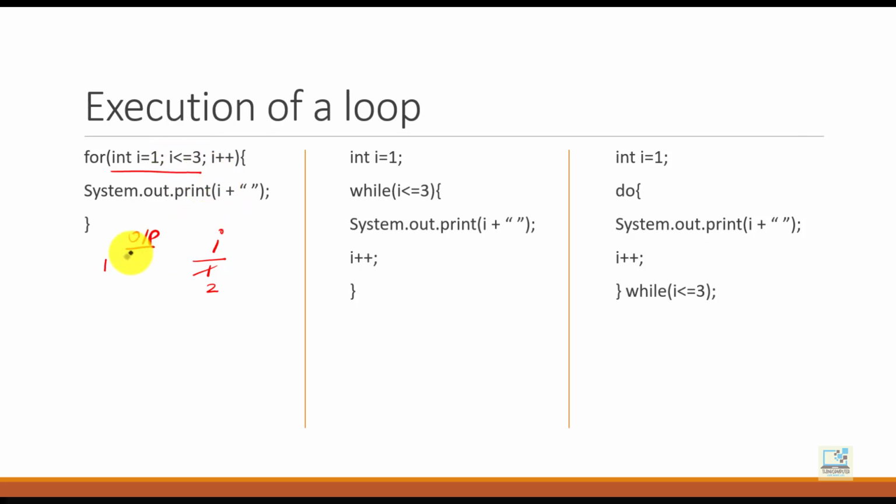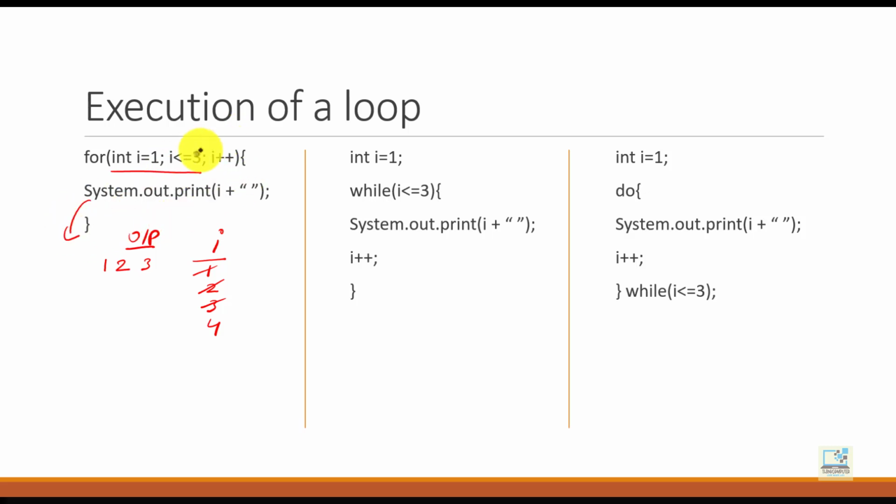It will enter and print i, which is 2. Again it will go to i++. i will be 3. 3 less than or equal to 3. Again it will enter, print i, which is 3. Again it will go to i++, 4. 4 less than or equal to 3 is false, so it will just exit the loop.